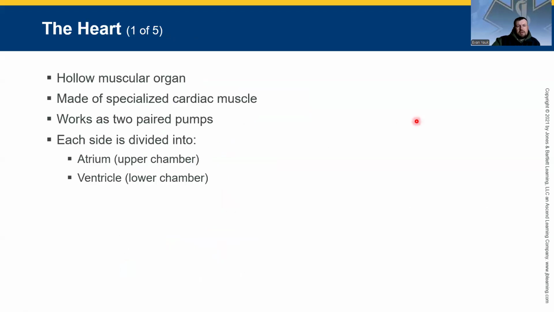So the heart's actually a hollow muscular organ. It's the only cardiac muscle in the body. It's made up of specialized cardiac muscle. It works as two paired pumps, and the reason it says that is because both sides are actually pumping and running at the same time. So it's actually two pumps built into one. Each side is divided into atrium and ventricle. You have atrium right, atrium left, ventricle right, ventricle left.